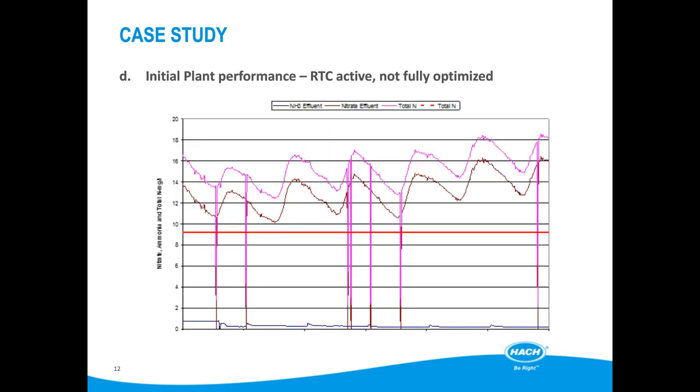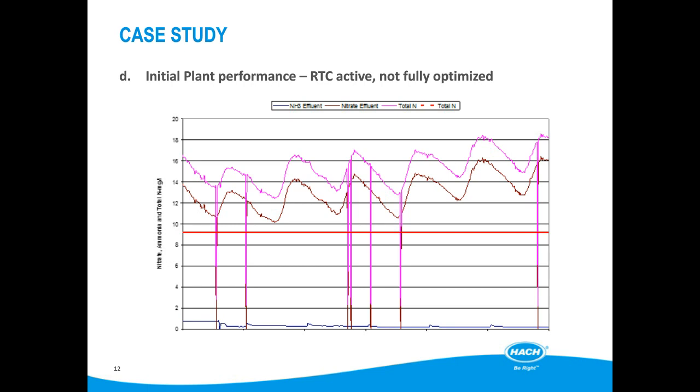This graph is to show how the plant performed when the RTC was first activated. Just to be clear, this was without swing zone and it was pretty much out of the box performance before optimization. We had NRTC, sludge retention time RTC, and de-nitrification RTC for the internal recirculation.